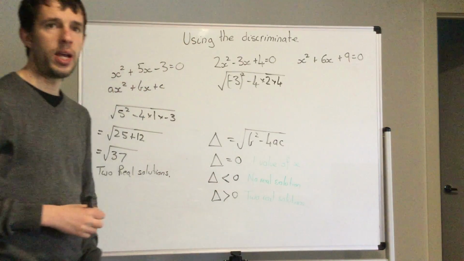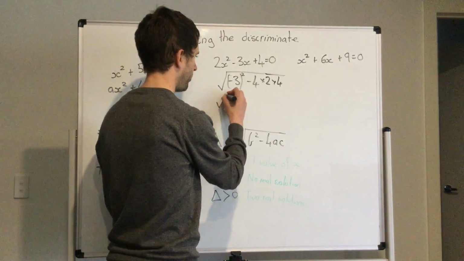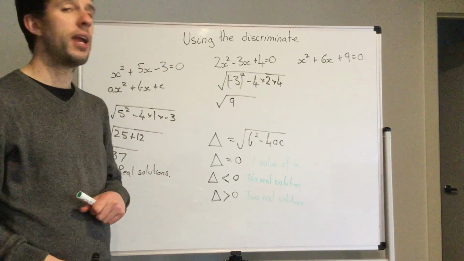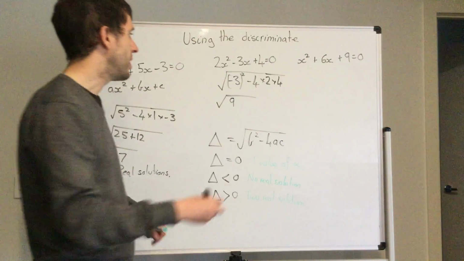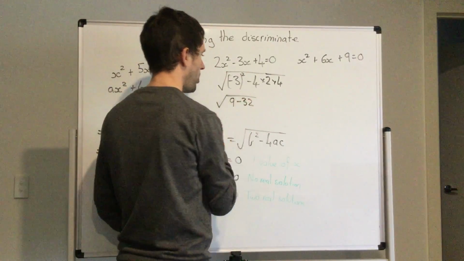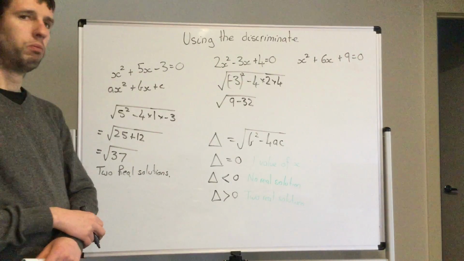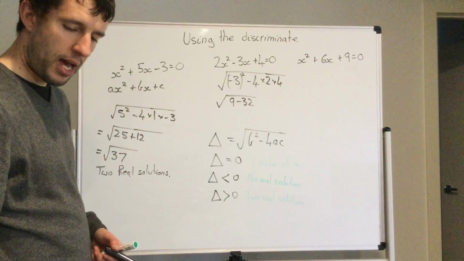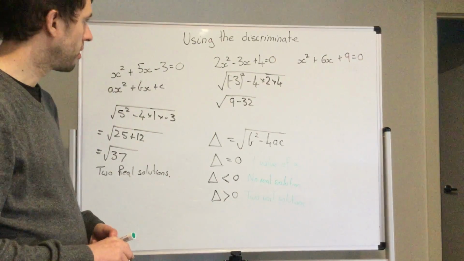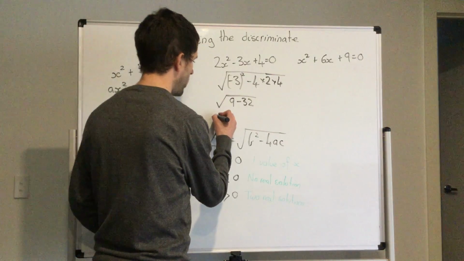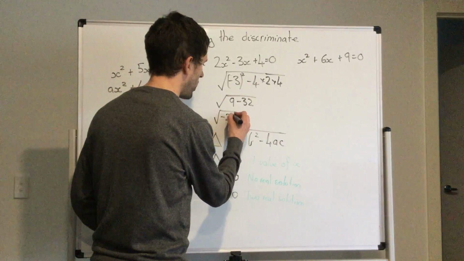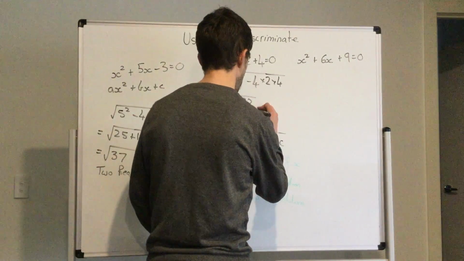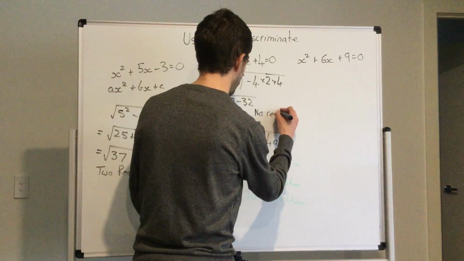Well, negative 3 squared is 9. Negative 4 times 2 is negative 8. Negative 8 times 4 is negative 32. So we are going to be getting a negative number because 9 take 32 equals negative 23. So that's the square root of negative 23. So that just means we have no real solution, no real answer.